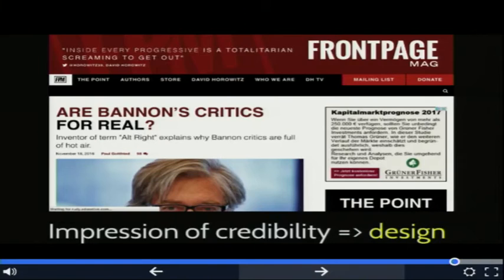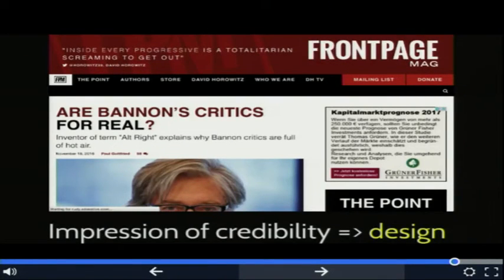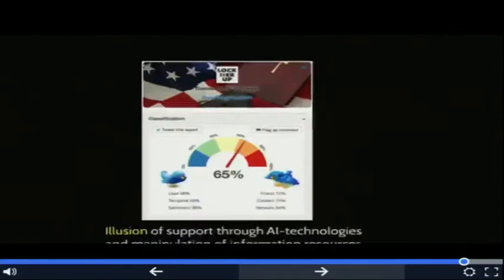Just to point out some of the content here, these sites are very interesting. Front Page Mag, for example, is a fringe site. It looks a lot like Frontline for PBS. They're cloning some of the design elements of these websites to make them look more credible, using the same colors and the same fonts.